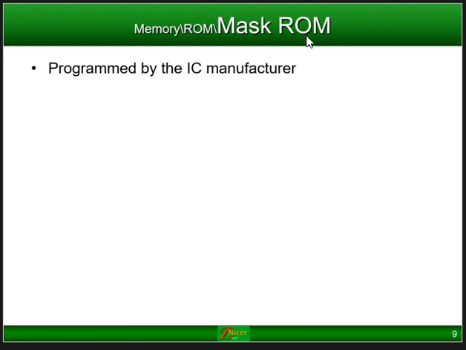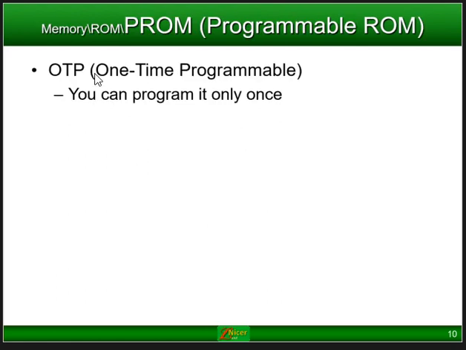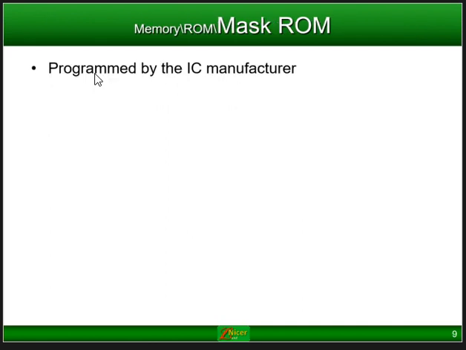A ROM, a mask ROM, is programmed by your IC manufacturer. That was many years ago, so not anymore. You will not find ROM devices anymore. It's programmed by the IC manufacturer, which was very old technology. It was a one-time programmable type of, well, if I go to the previous slide, ROM was also an OTP, which is a one-time programmable device.